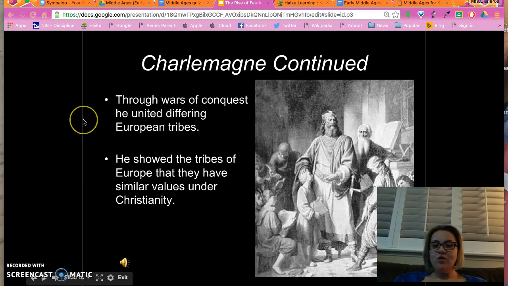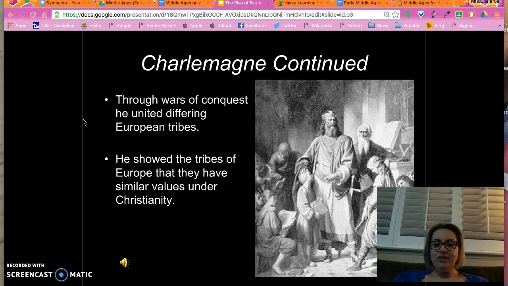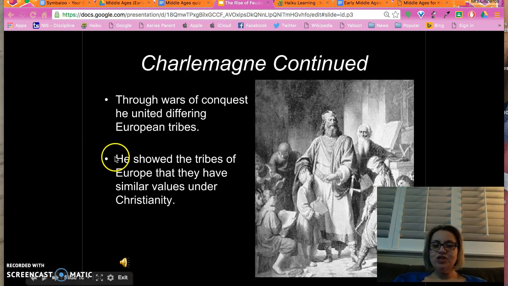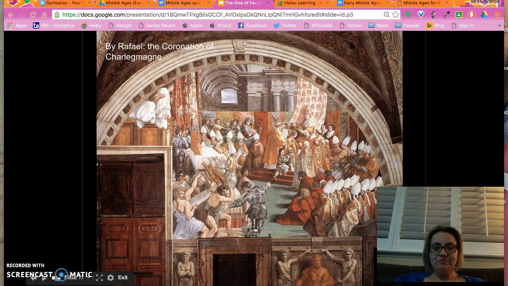Through wars of conquest, he united differing European tribes. Charlemagne also showed the tribes of Europe that they have similar values under Christianity. And here's a painting of the coronation of Charlemagne. The coronation is also known as a crowning.